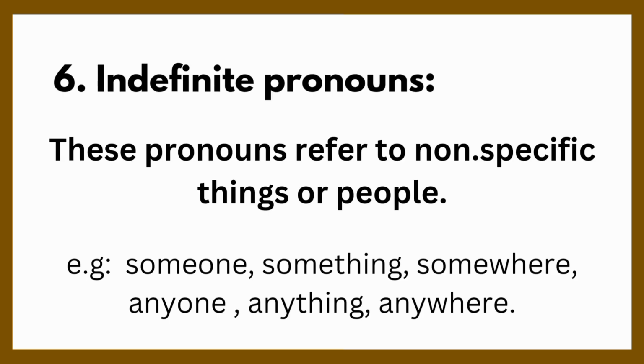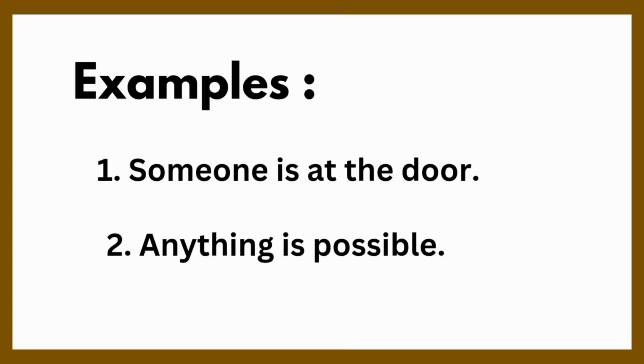Indefinite pronouns. These pronouns refer to non-specific things or people. For example, someone, something, somewhere, anyone, anything, and anywhere. Let's take some examples. Someone is at the door. Here, someone refers to a non-specific person. Second example is anything is possible. Anything refers to a non-specific thing. These are some common examples of indefinite pronouns.